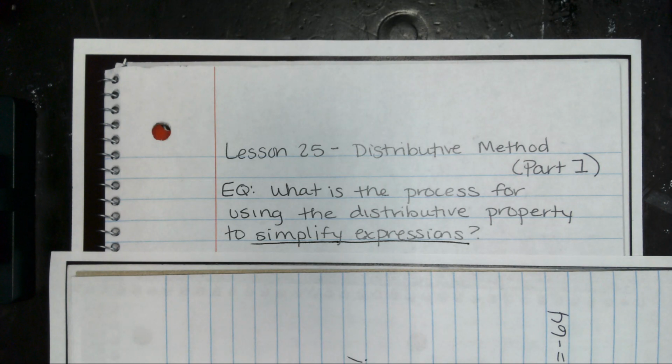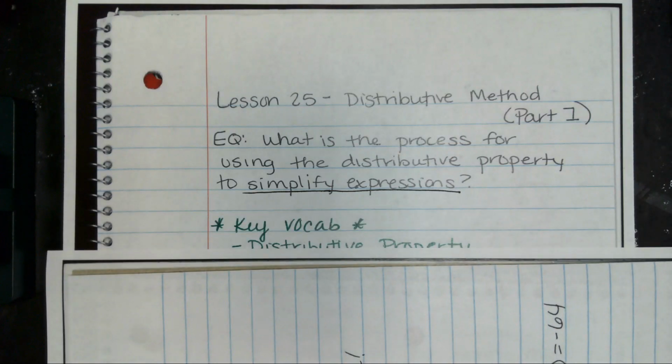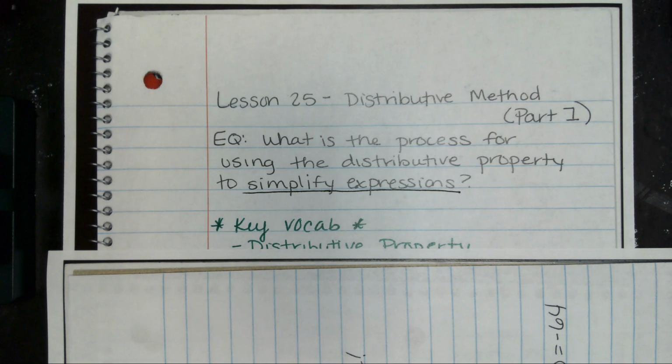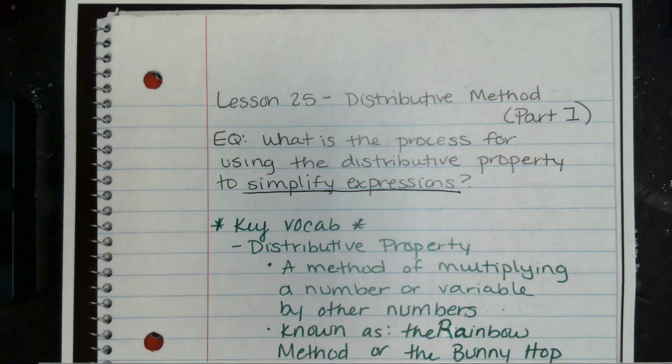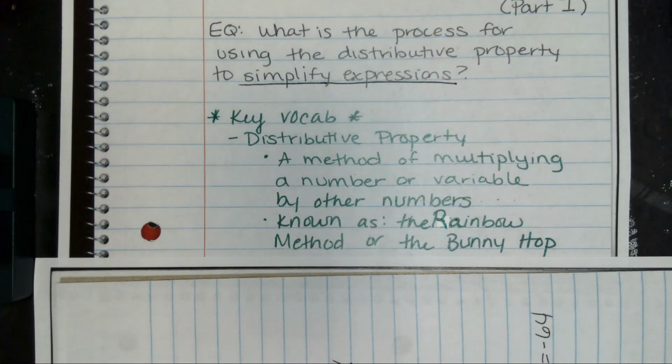Let's get this going. So to start out, it says, what is the process for using the distributive property to multiply expressions? This is our essential question. And once again, our key word in here is to simplify expressions. Now, in order to figure out how to use distributive property, we should probably know what it is first. Distributive property is a method of multiplying a number or variable by other numbers. This is known as the rainbow method, also known as the bunny hop method. You'll see why it's called the rainbow method in just a minute.